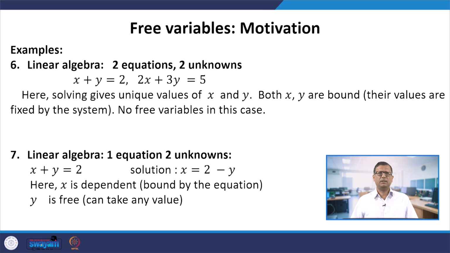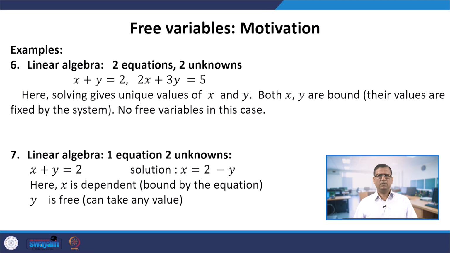Now let us see some examples from linear algebra. First, we have two equations with two unknowns. The first equation is x plus y equals 2 and the second equation is 2x plus 3y equals 5. If we solve them, we will get unique values of x and y, that is 1. So we say that both x and y are bound, that is, their values are fixed by the system. There are no free variables in this case.